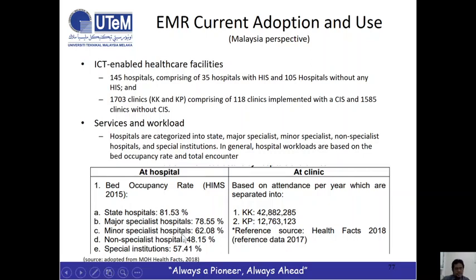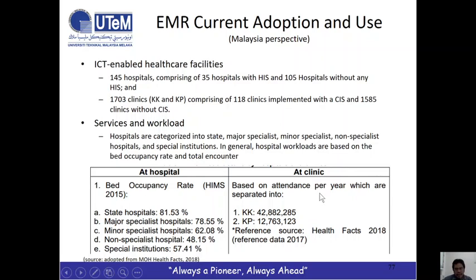Minor specialist hospitals are based on clusters, based on specialization. For example, Hospital Putrajaya focuses on cancer. Maybe Hospital Johor Bahru focuses on orthopedic, for example. They are based on the specialization.